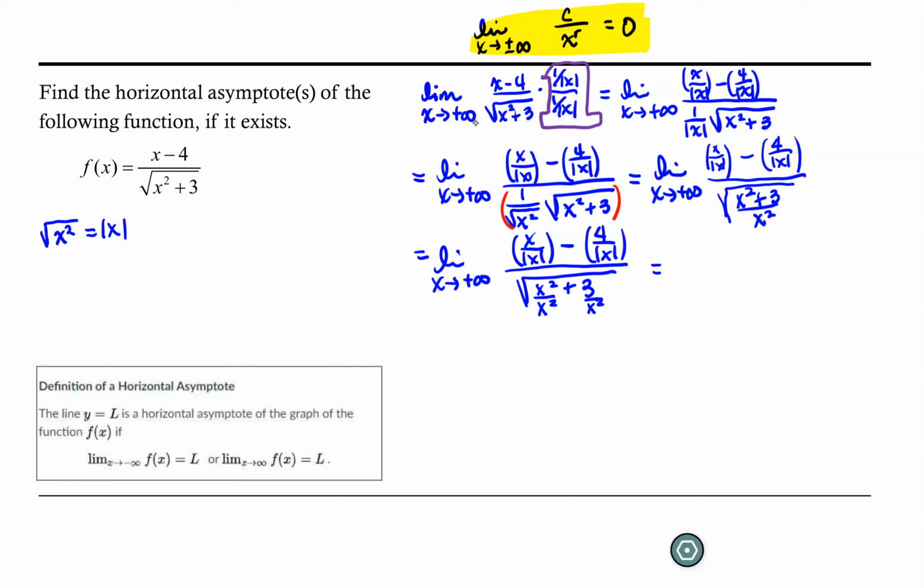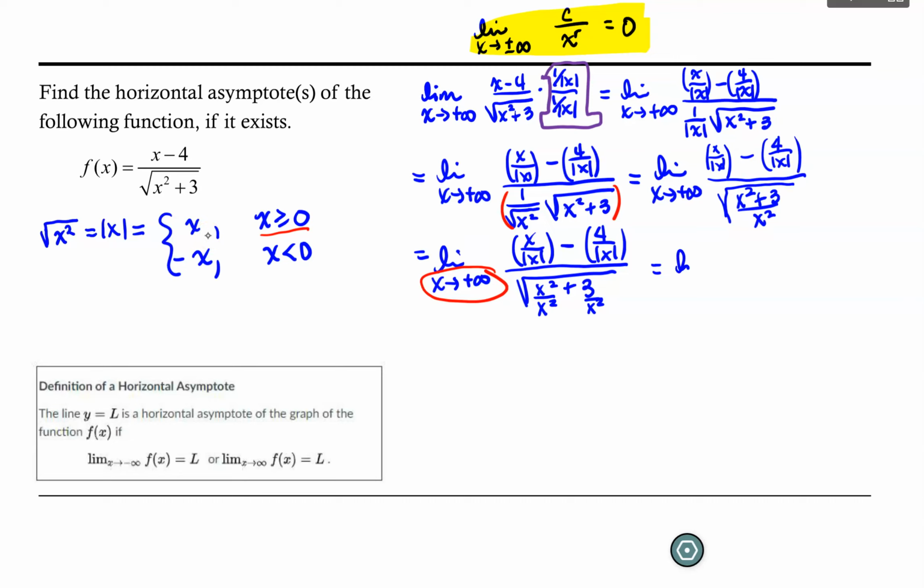Now, recall that the absolute value function is equal to x if x is greater than or equal to 0. It's equal to the opposite of x if x is negative. So note that we're allowing x to head to positive infinity, which means that x is going to be greater than or equal to 0. So we can replace the absolute value of x with just x. So let's do that.